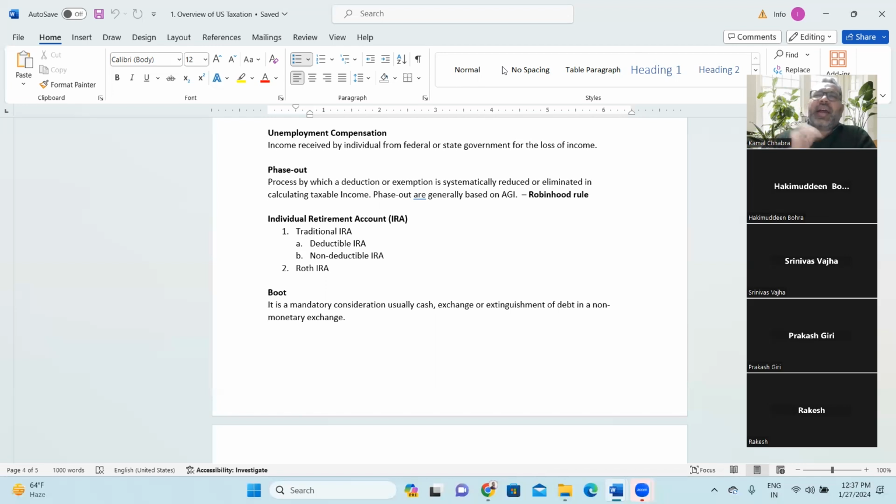Next is individual retirement account. I think some of you are asking, are we studying those? Yes.